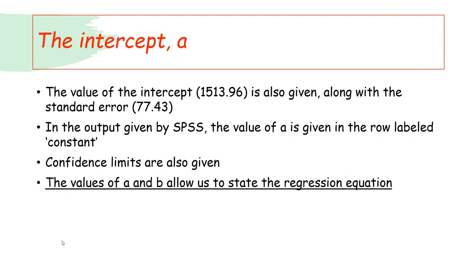The intercept A, the value of the intercept, is also given along with the standard error. In the output given by SPSS, the value of A is given in the row labelled constant, and you can see that. Confidence limits are also given. The values of A and B allow us to state the regression equation. So we need to understand what's our constant, our A, what's our B, our slope, in order to do the algebraic calculation to find out the impact of X on Y. If you remember, we did that exercise earlier.